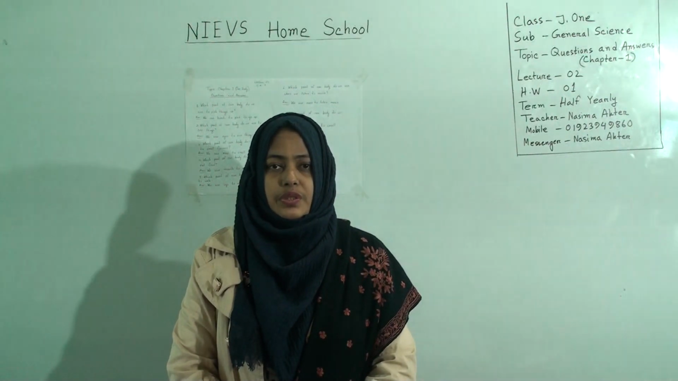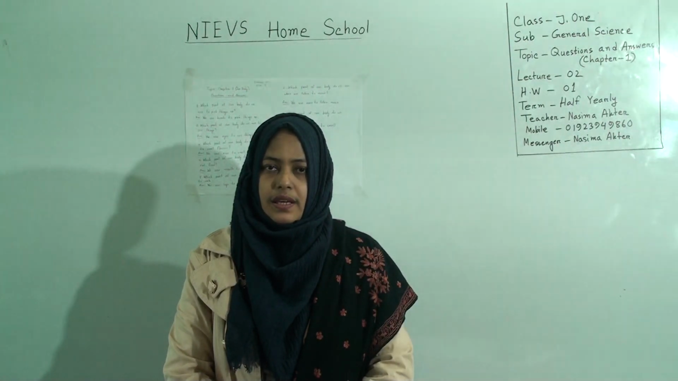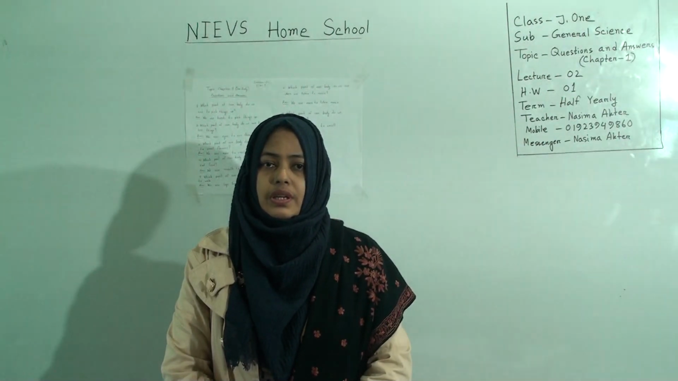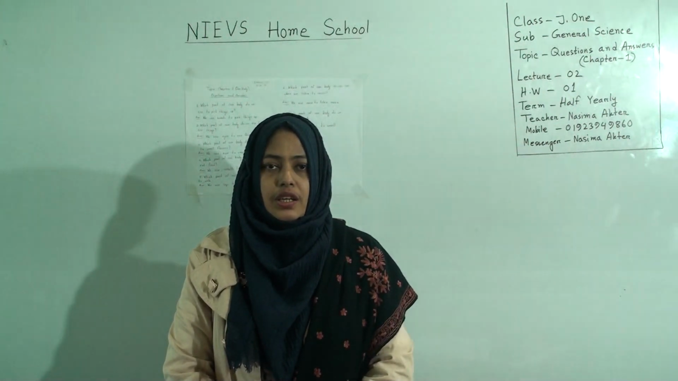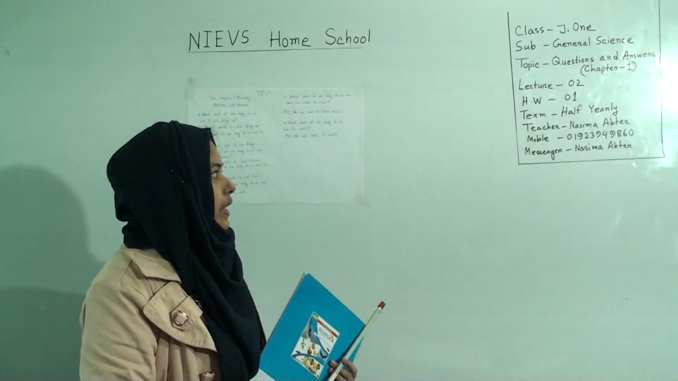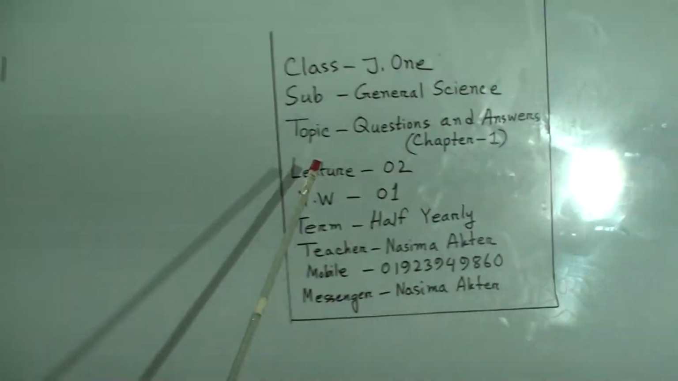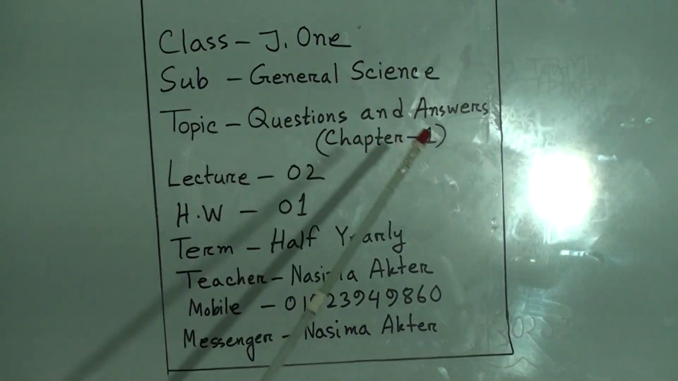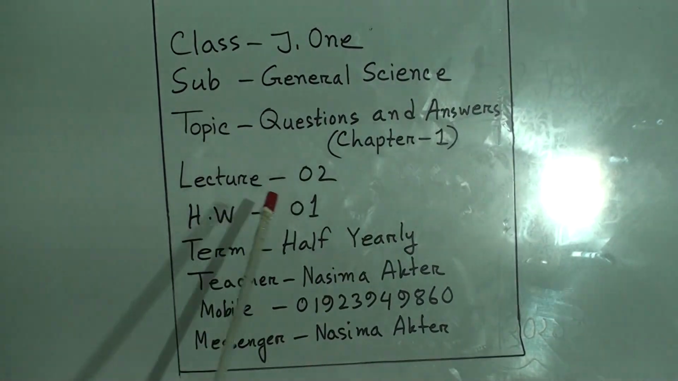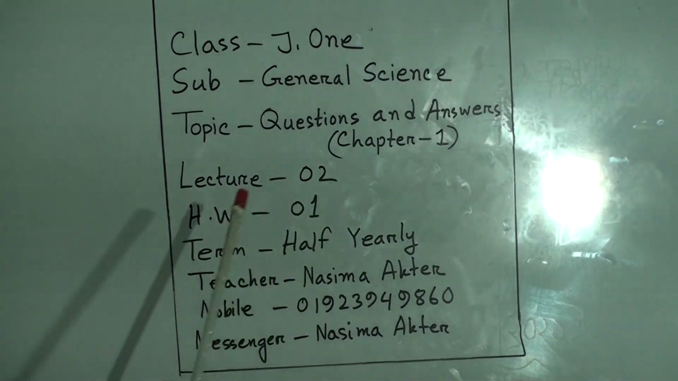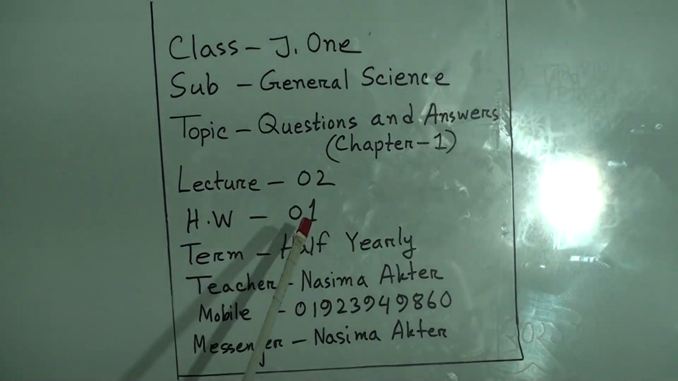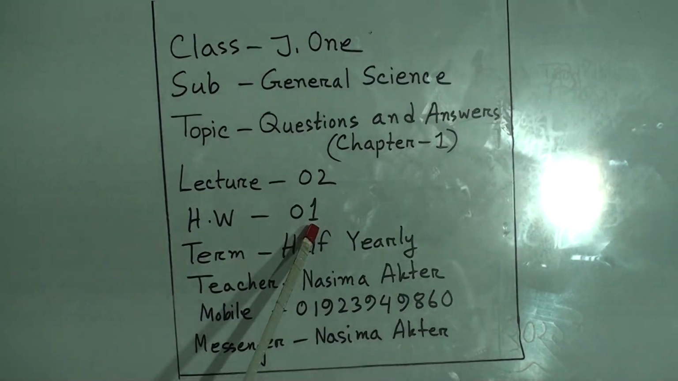Dear students, today I am going to take a general science class for class Junior 1 students. Our today's topic is questions and answers of chapter 1. And this is lecture number 2. And today I will give you SW. Our today's SW number is 1 number SW.